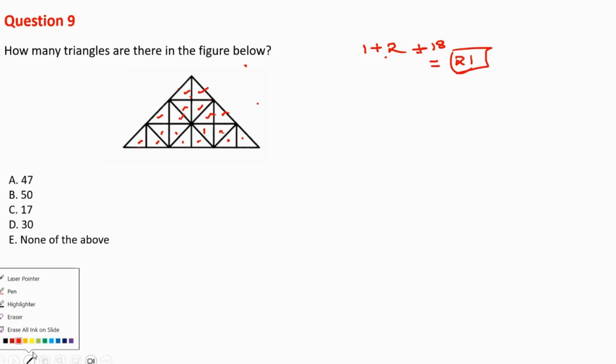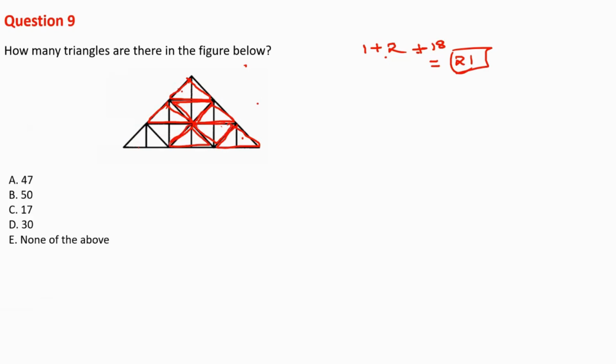Now combining two individual triangles, we can again frame up triangles. They are over here. So far we had 21. So this is 22. This is 23. This is 24. 25. 26, 27, 28, 29, and 30 so far. Okay, 30 so far.